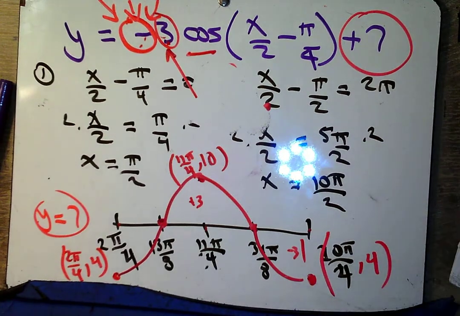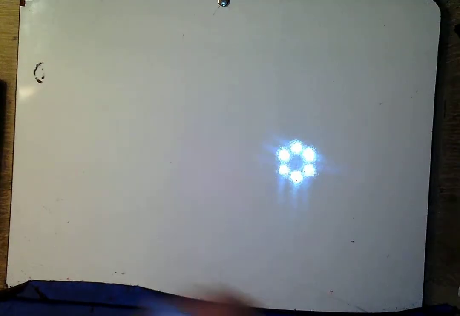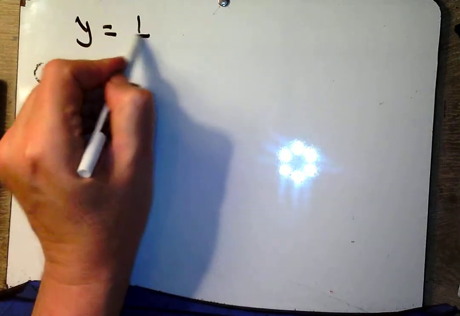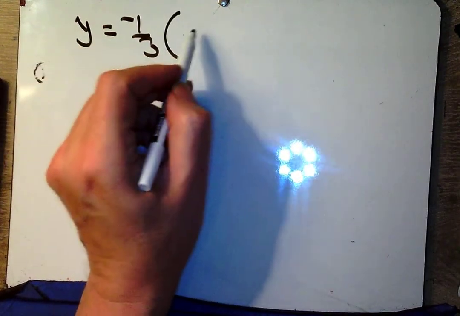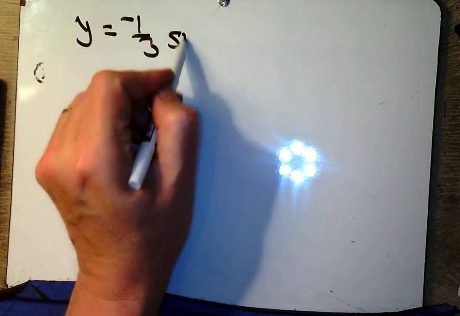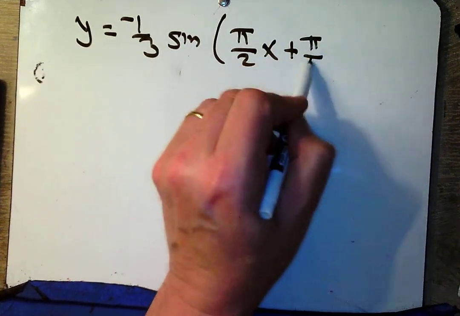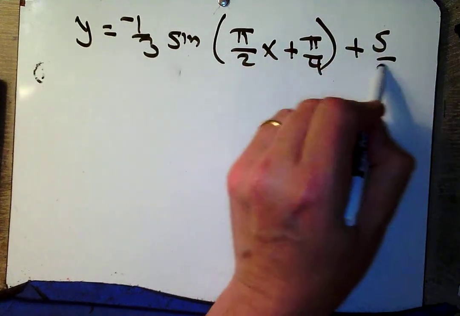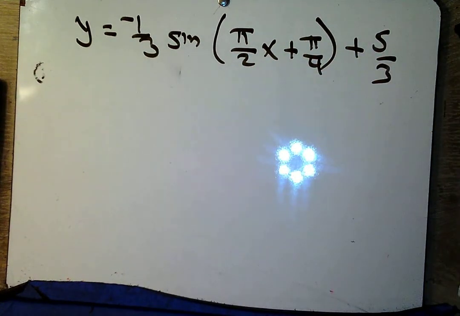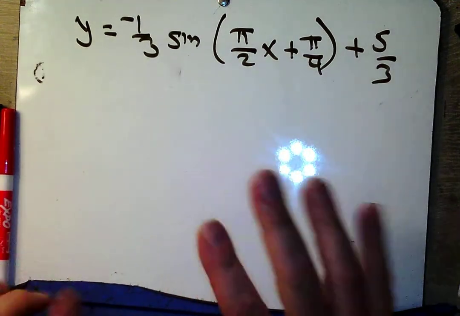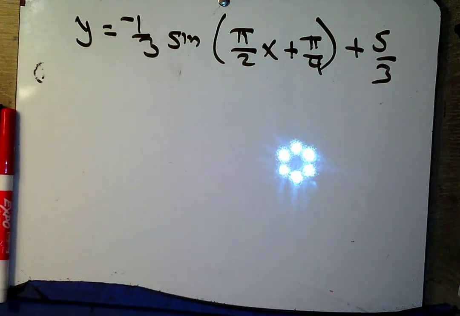How about we do one more? Or better yet, how about you do one more? Y equals negative 1/3 sine of pi over 2 x plus pi over 4, plus 5/3. Hot dog. So, take a couple minutes, pause the video, come back when you're done, and we'll talk about this one. But really, you should definitely try this one.